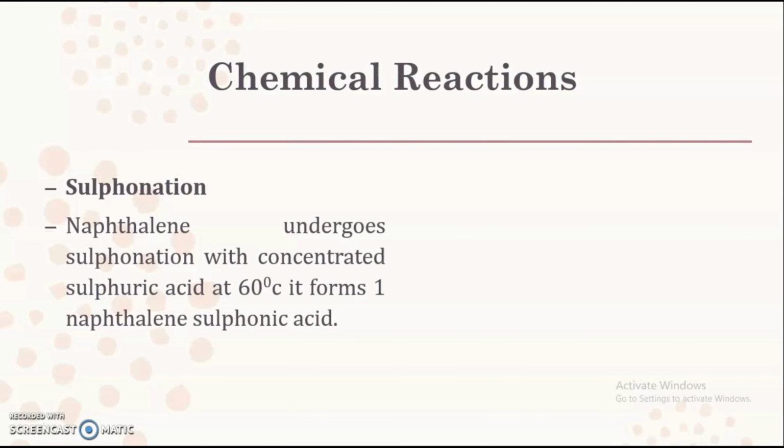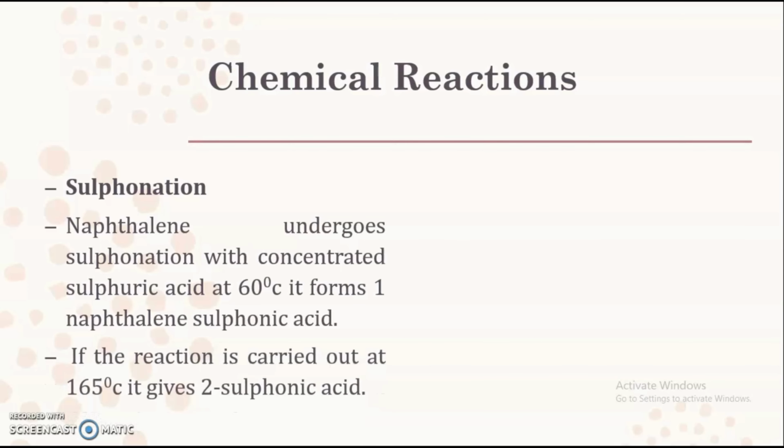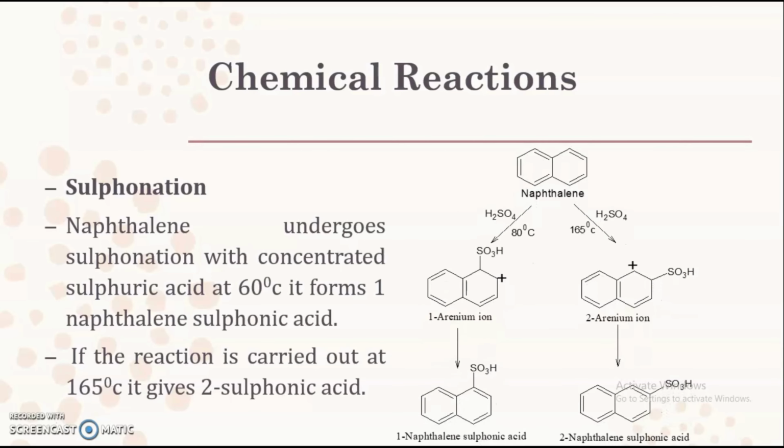As in the previous slide we have discussed, the electrophile is migrated at the first position. Here also, when this reaction is performed at 60 degrees Celsius, we get the 1-naphthalene substituted product. But if the similar reaction is carried out at a higher temperature, say for example 165 degrees Celsius, then it gives naphthalene 2-sulfonic acid.